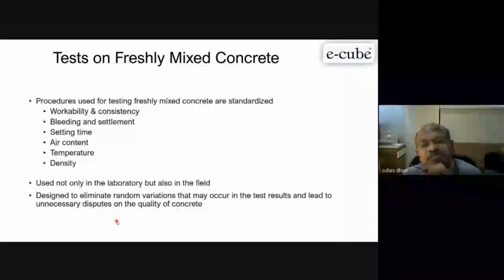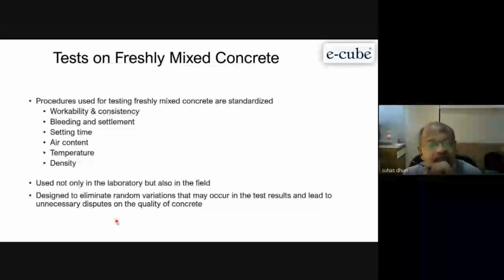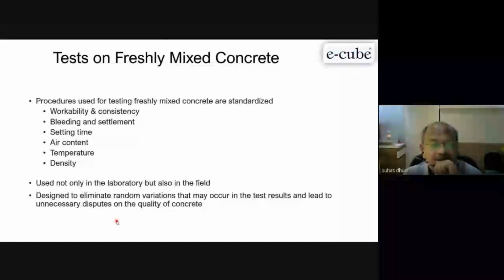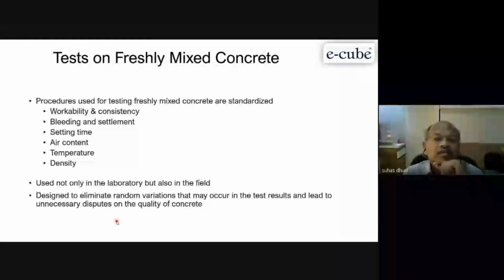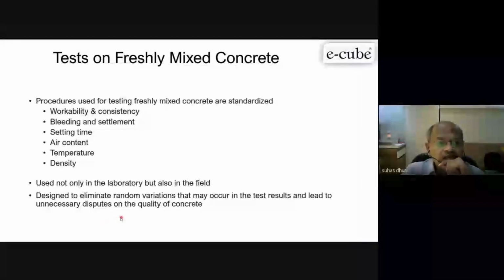So now, most of the tests are standardized. A few tests we do during your mix design process or when you are standardizing the mix, and a few tests we can do on a regular basis for control over your production, like flow test or density. Workability and consistency, we will discuss separately.